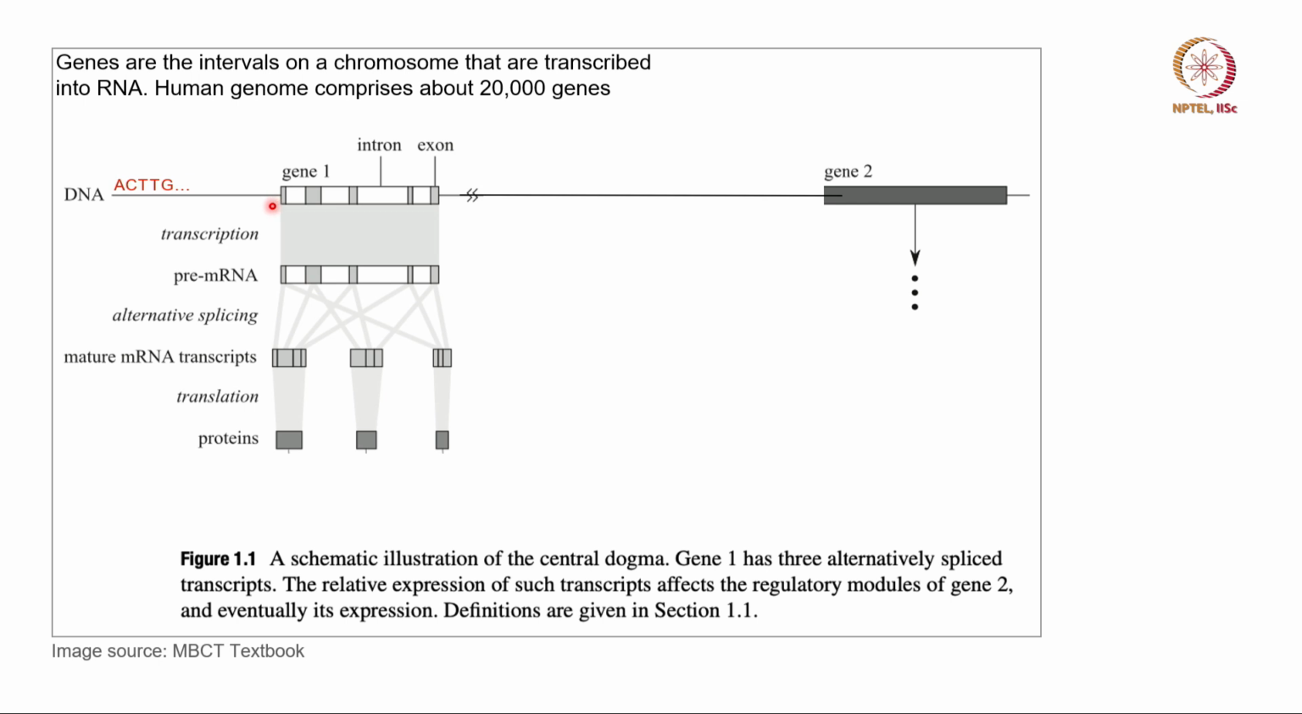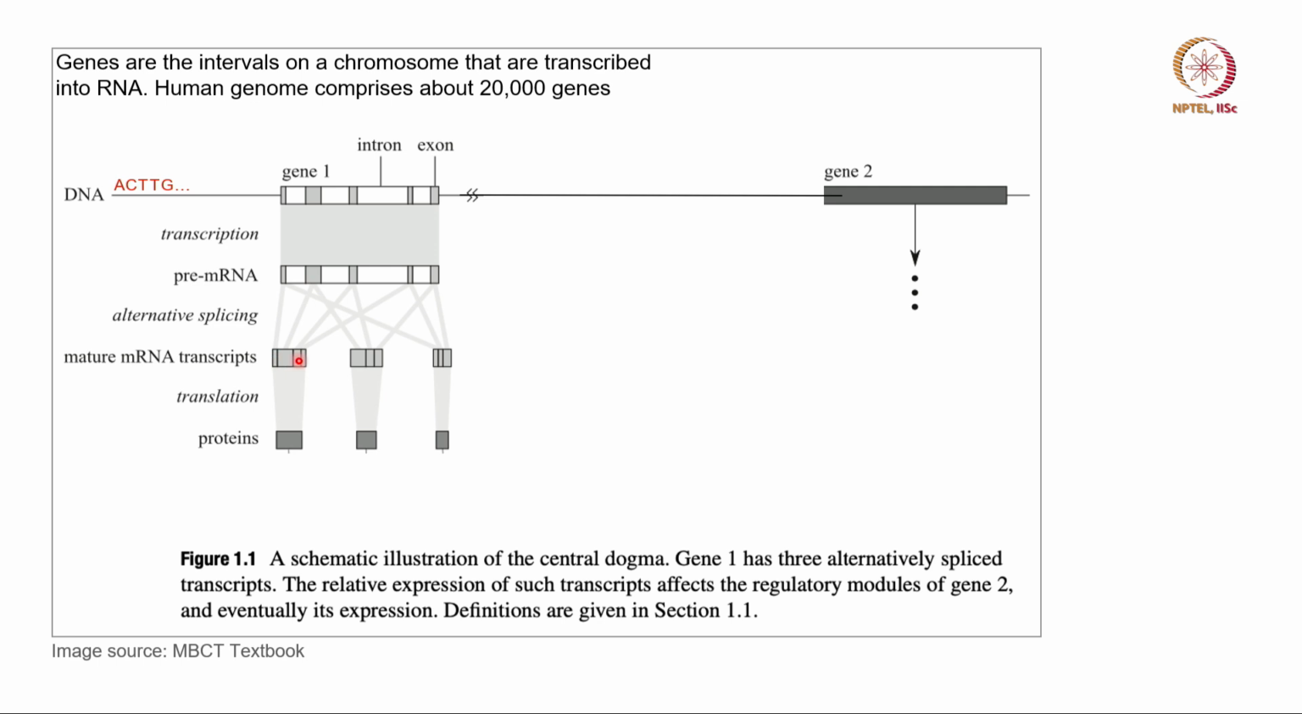Once the transcription happens, suppose this gene 1 gets transcribed into pre-mRNA. This is the first copy of the RNA. Here the DNA sequence will be converted into the mRNA product. Within the gene there will be segments known as introns and exons, and what will happen in the mRNA product is splicing, where the introns will be discarded and only the exons will be kept in the mature mRNA transcripts. So only these grey regions represented as exons will be coming into the mRNA transcripts.